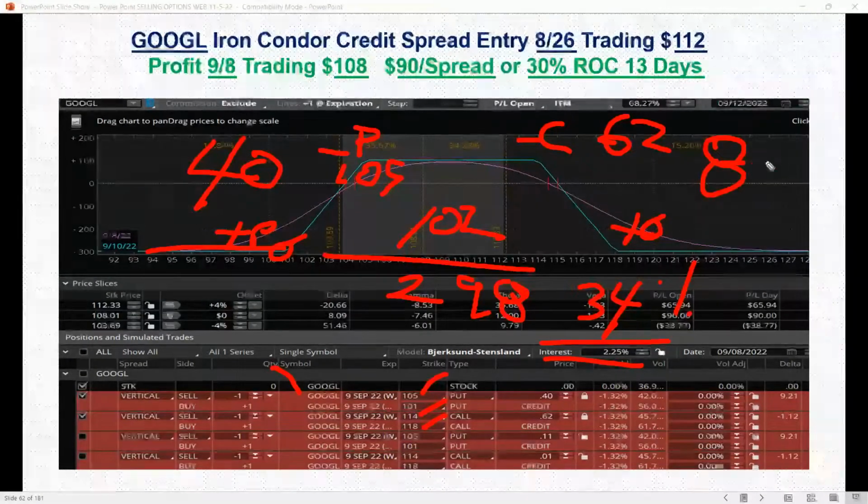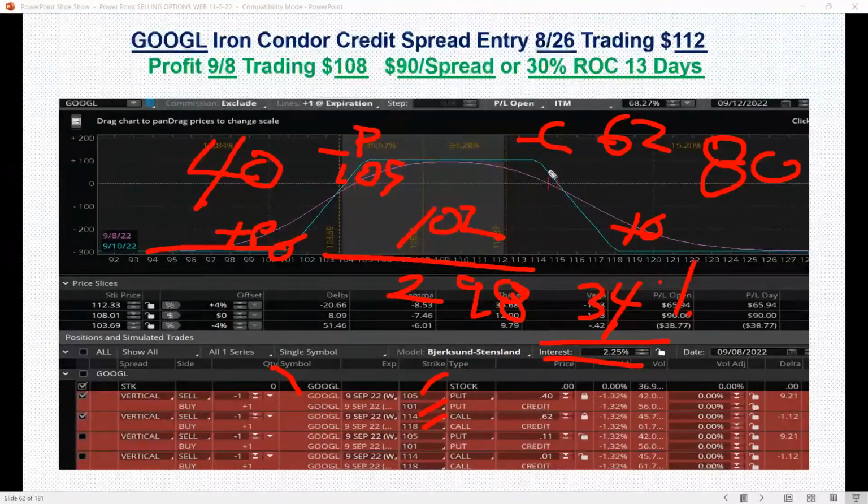You're going into this trade with the 80% probability that price will be below 115 or above that 101. Okay, so that's an example of what the iron condor looks like.